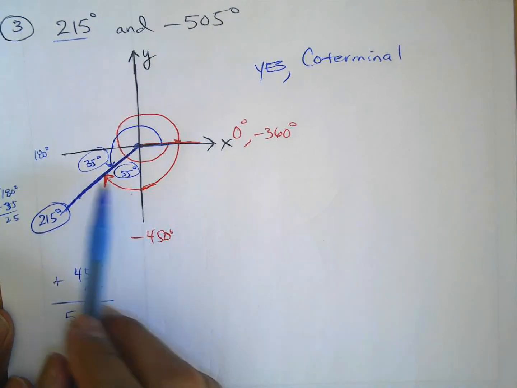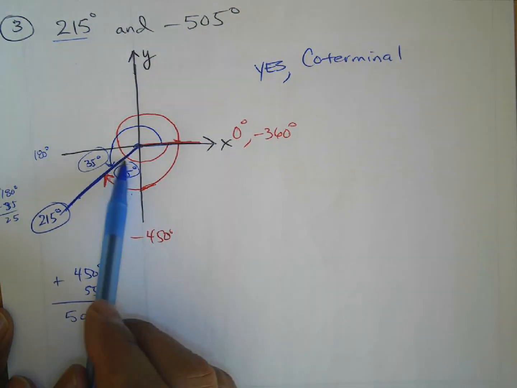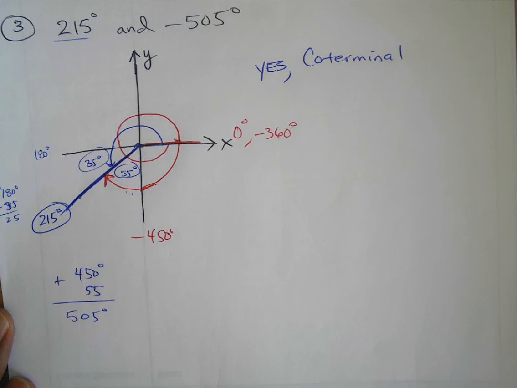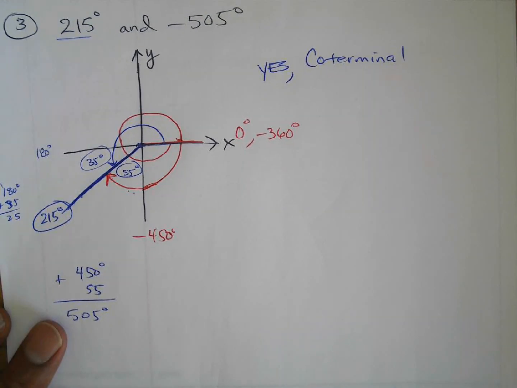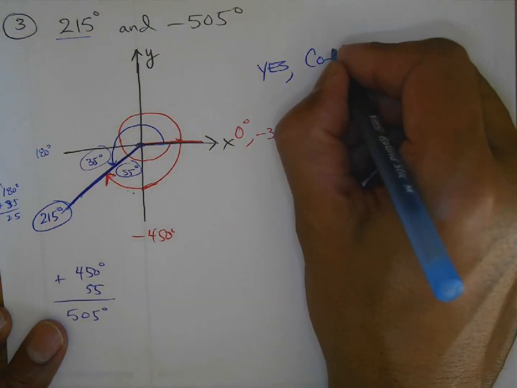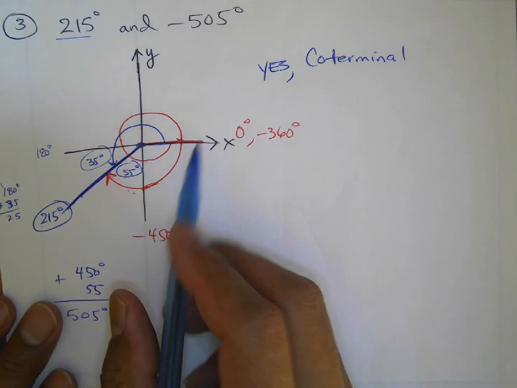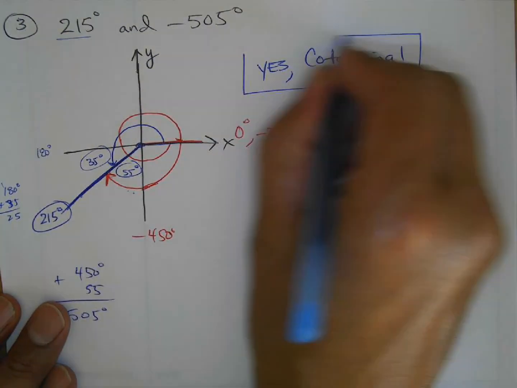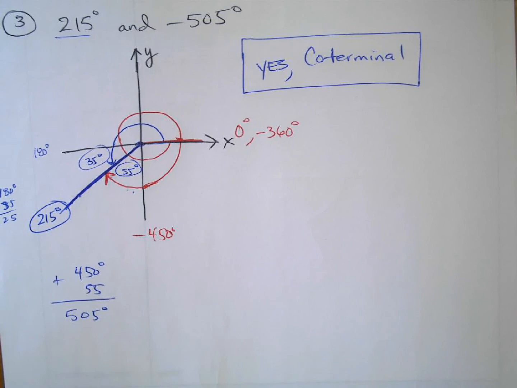Okay, so literally you just have to sketch them out and see if they stop and land exactly in the same place. They co-terminate. They terminate in the exact same location. They are coterminal angles. All right, that's the first set of the problems.